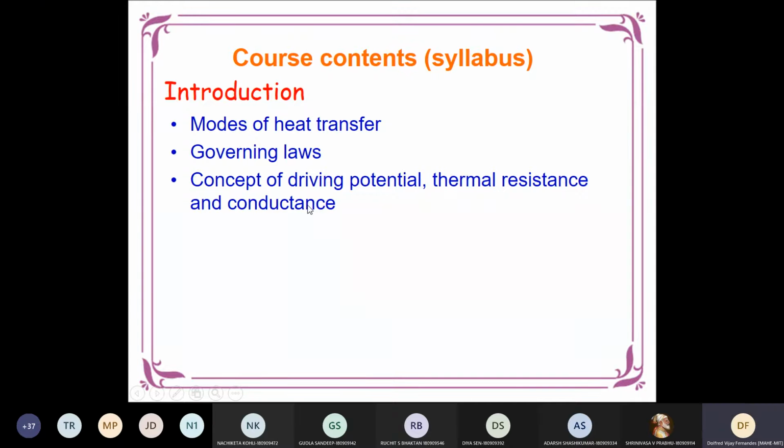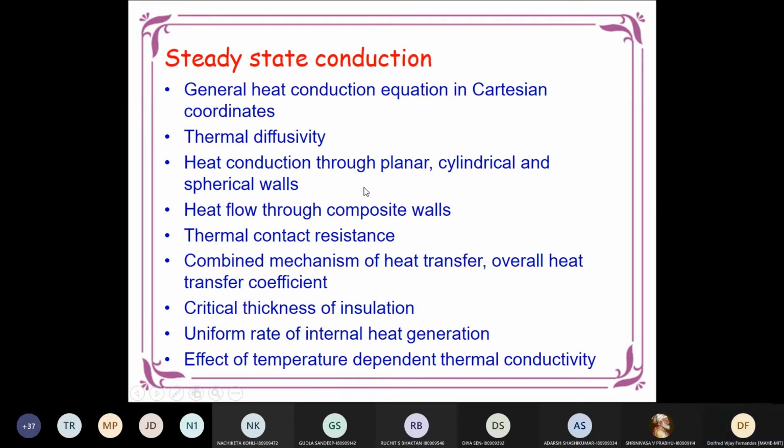Okay, first I will go through the contents of the course. Today we will discuss the modes of heat transfer and governing laws. Then the first chapter will be steady state heat conduction, which will include the derivation of the energy equation and the definition of thermal diffusivity, and heat conduction through planar, cylindrical, and spherical walls, both single walls and composite walls.